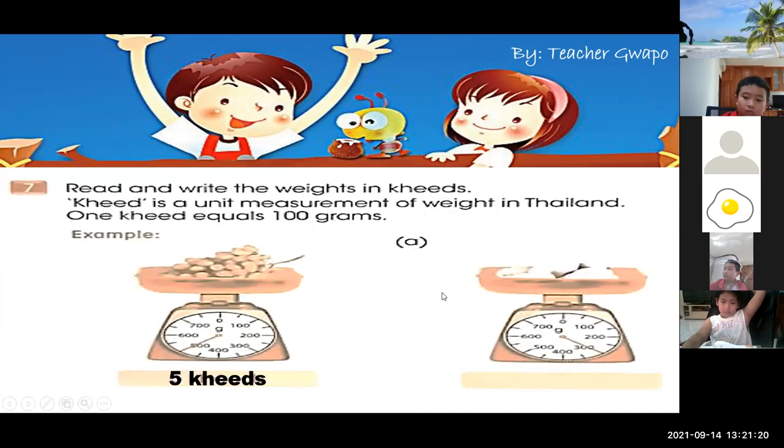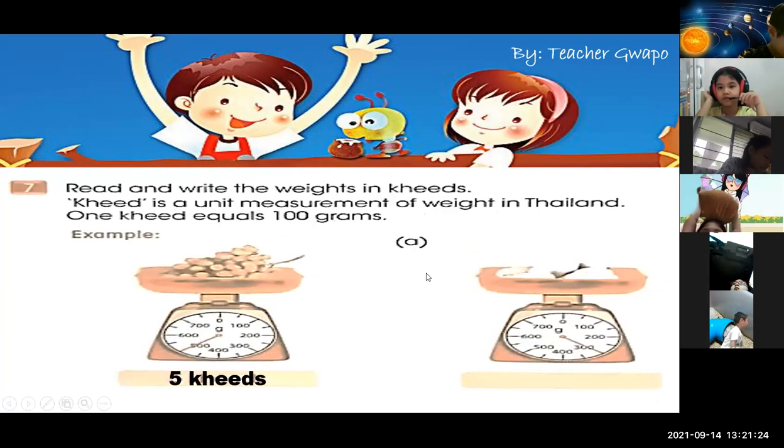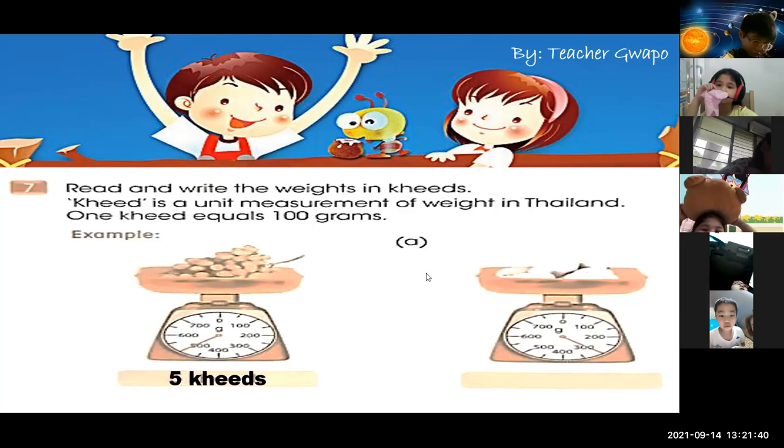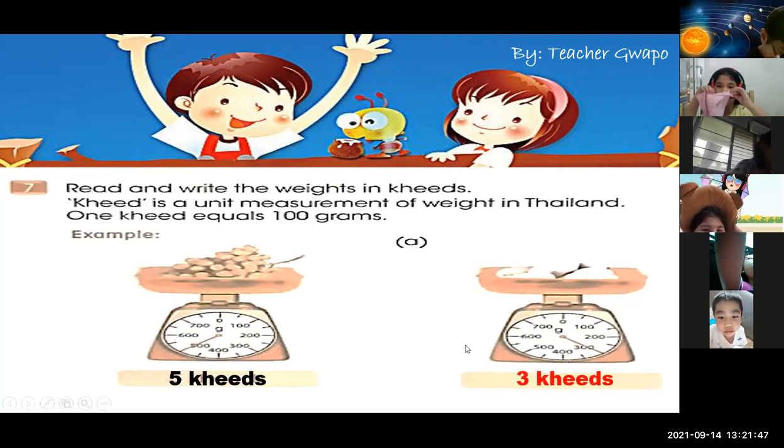Now letter A. Let's try to answer letter A. Alex, in letter A, how many kids? 3 kids. 3 kids. Very good. Thank you. Good job.